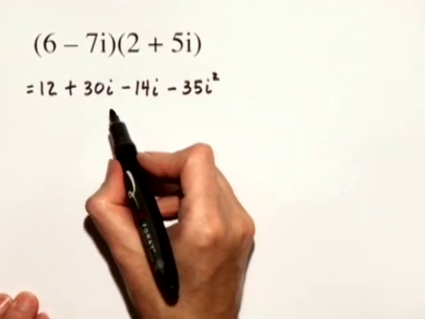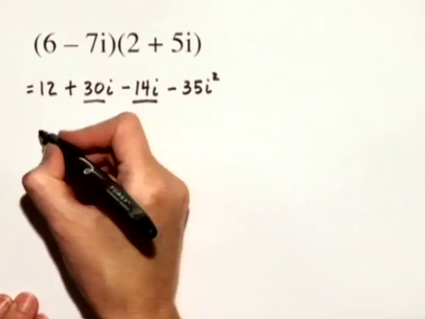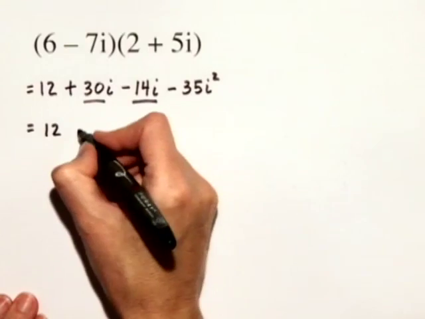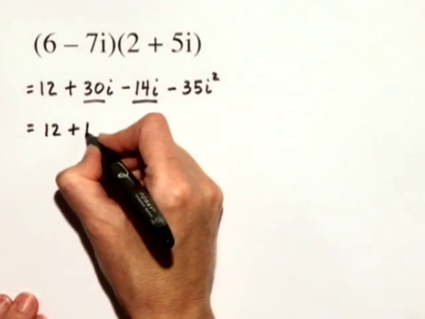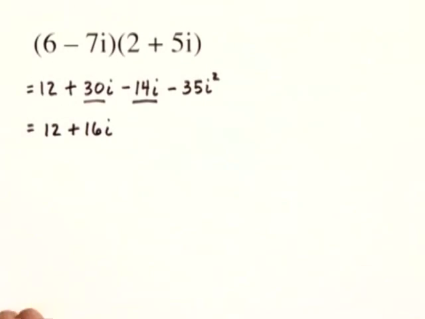Now we need to combine some like terms. We have 30i minus 14i. So this becomes 12. 30i minus 14i is just positive 16i. And then we have minus 35i squared.